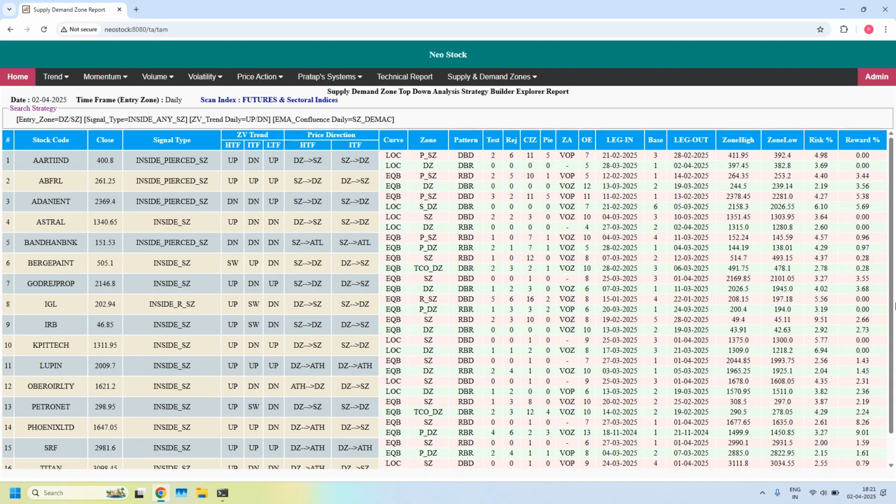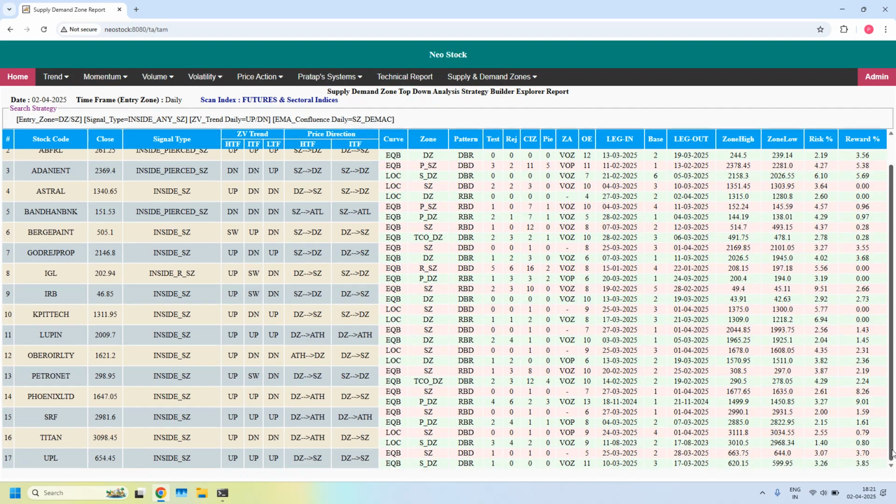So first 15 stocks in the list, all these daily supply zones having daily EMA confluence, and also current price closed inside these daily supply zones. Okay, I'm scrolling the list down. Total 17 stocks are filtered. So this is about the daily time frame.